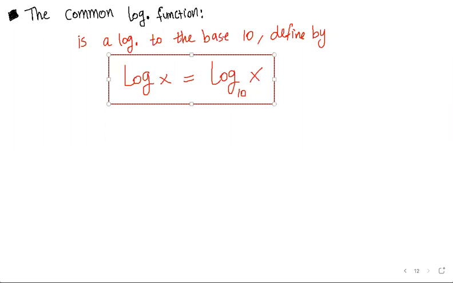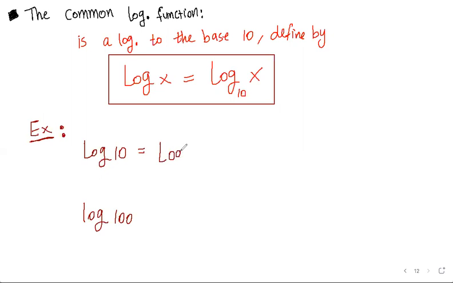Example for the common logarithm function: log 10 and log 100. What is the value for log 10? 1, exactly. So log 10 is exactly log 10 with the base 10.